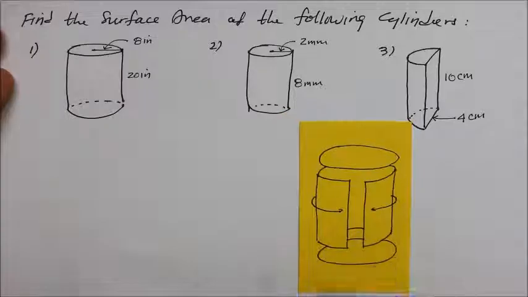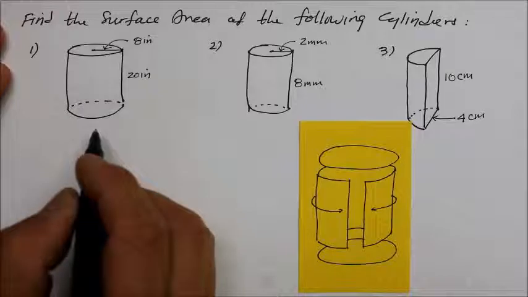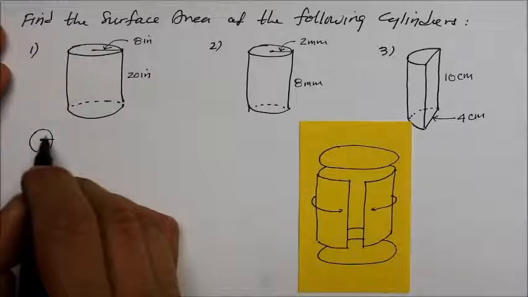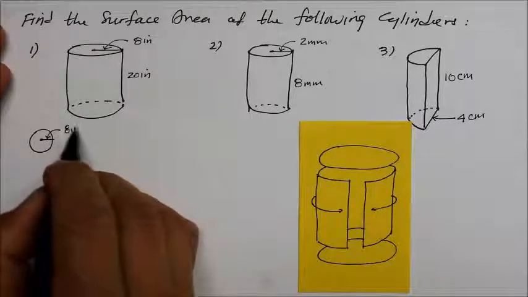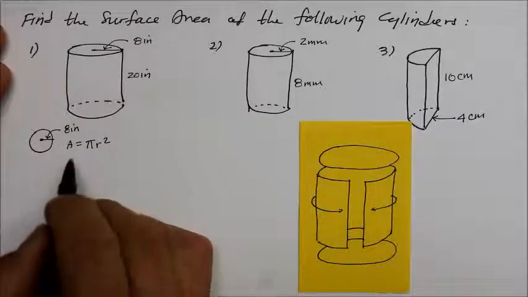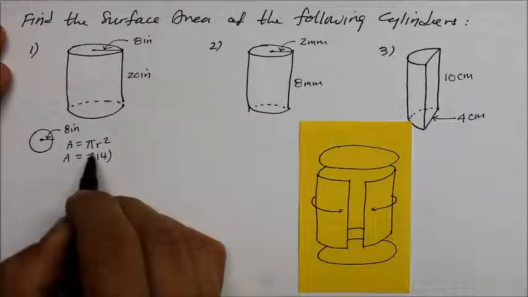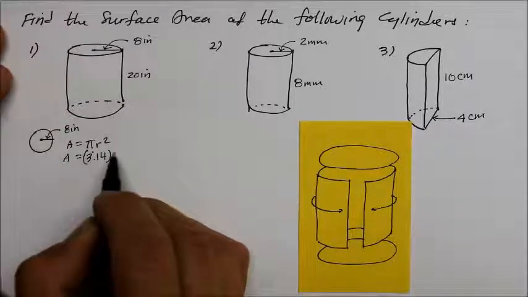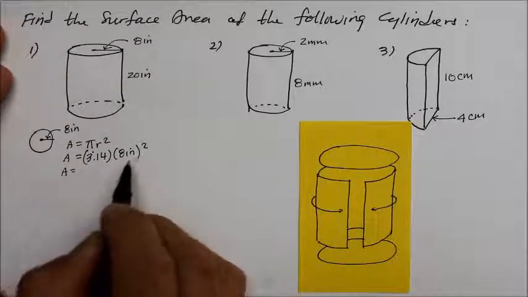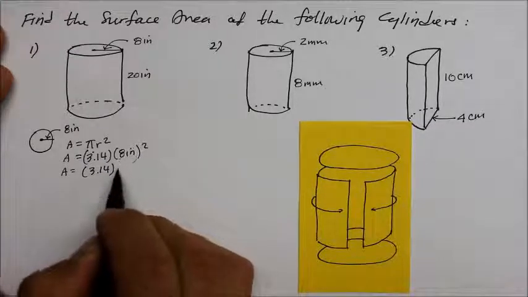So keeping that in mind, let's take a look at this one. The top is a circle, which is the same as the bottom. So here's a circle, and the radius given is 8 inches. So the area for that top circle is pi r squared. So the area is 3.14, and the radius is given as 8 inches, and we're going to square that. So let's evaluate the square first. So we get 3.14 times 8 times 8 is 64.